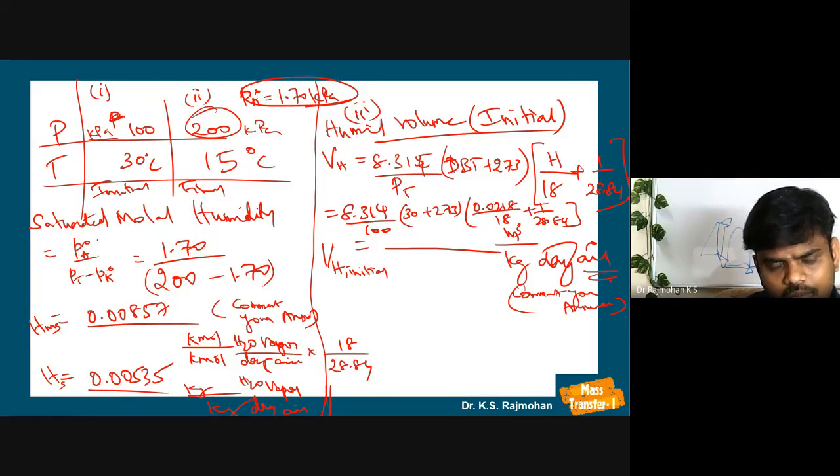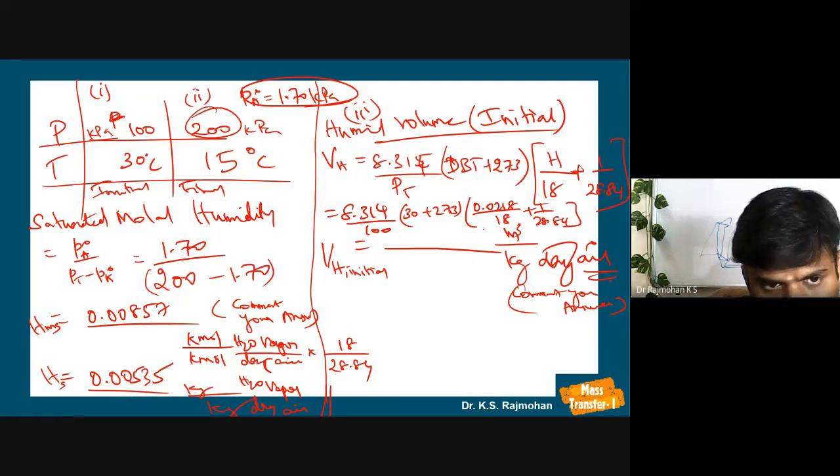Once we know the concept, we can directly determine the saturated molar humidity, and from that we can multiply by molecular weights to get kg of water vapor per kg of dry air. Then for the third part, we find the water condensed out. For that we use the formula for initial humid volume: 8.314 by total pressure into dry bulb temperature plus 223 into absolute humidity by 18 plus 1 by 28.84. This 18 is the molecular weight of water, 28.84 is the molecular weight of air. Substituting, we get the initial humid volume per kg dry air.